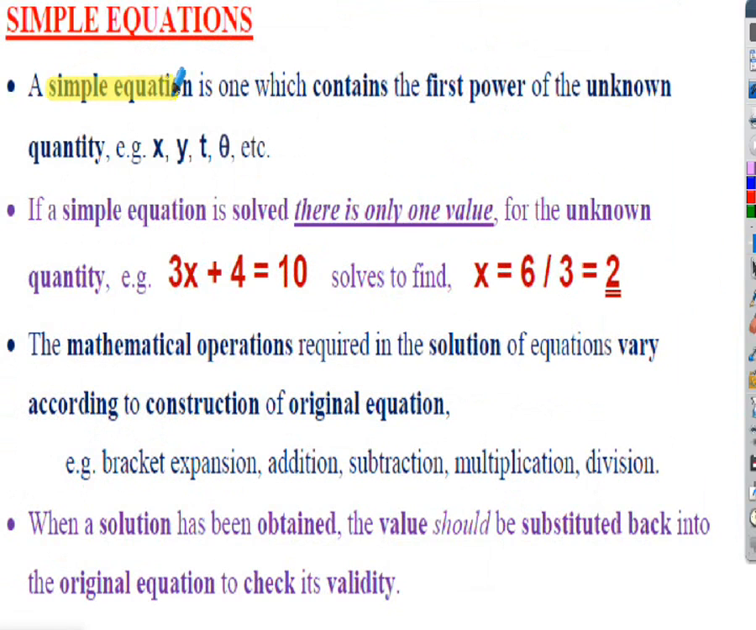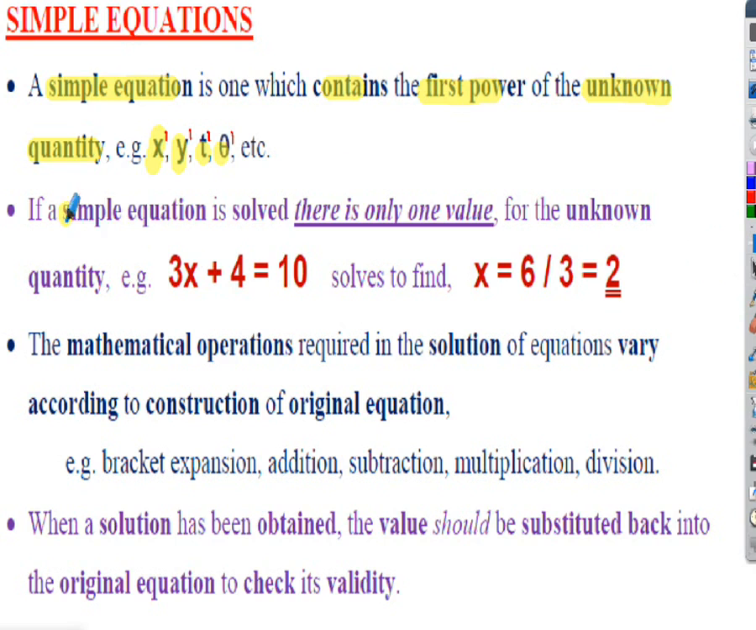A simple equation is one that contains the first power of the unknown variable or the quantity. Usually the symbol x is used, but it doesn't have to be x. We could use the symbol y, the symbol t, the symbol theta, etc. Each one of these variables effectively has a 1 against it because it's the first power of the variable we're solving for.